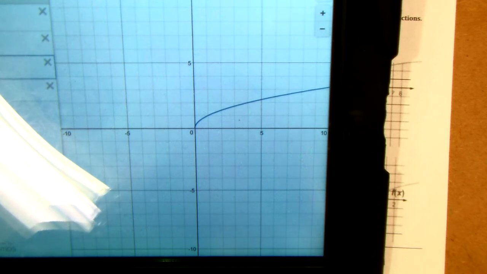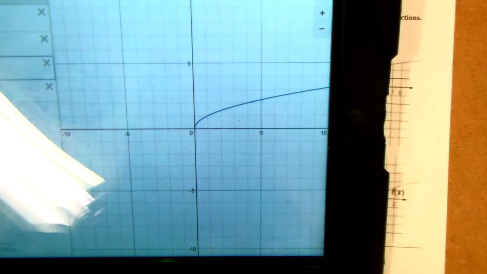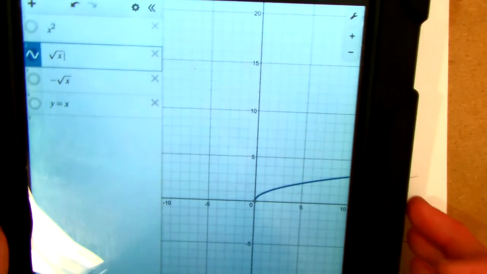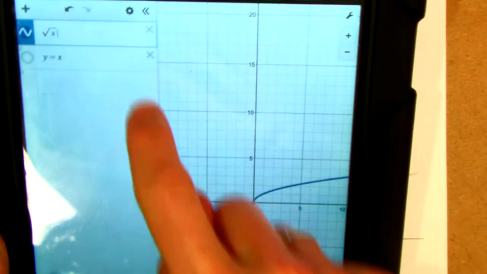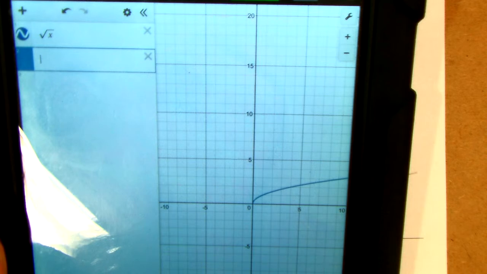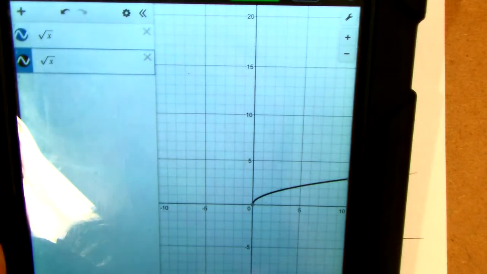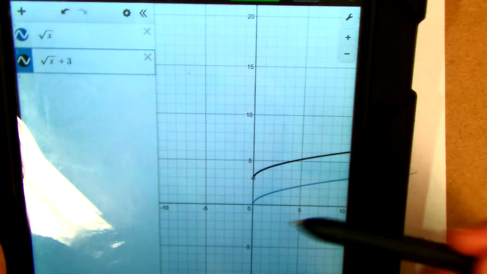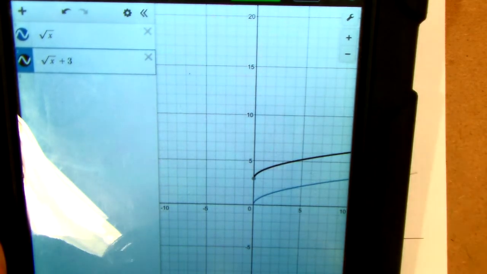All right, so let's just play with this a little bit. I'm just going to get rid of all these right here so we can just look at this. Let's say I have the square root of x, and then outside of that I say, I don't know, plus 3. Check out what happens. My vertex moves up 3. Just like the parabola, if we're outside of the parentheses and we add or subtract a number, it moves it up or down.